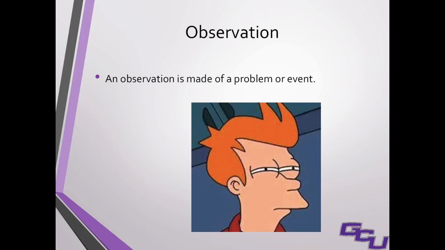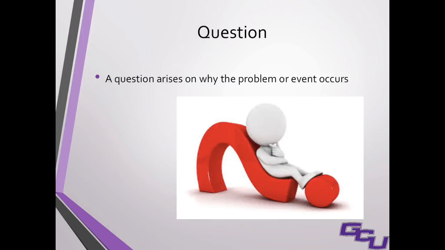The first step in the scientific method is an observation. An observation is made when someone witnesses an event or problem occur. When they see that event or problem occur, they begin to question it and wonder, why is that even happening?